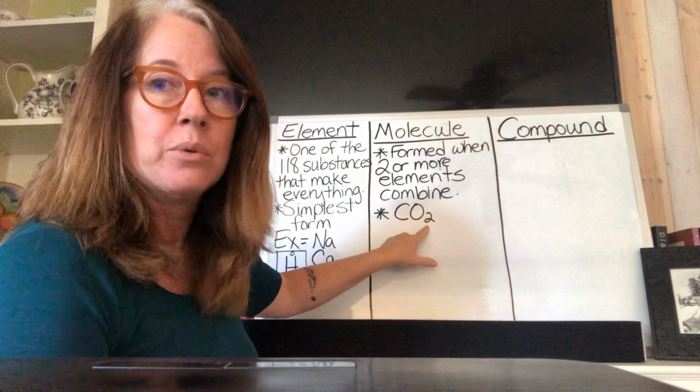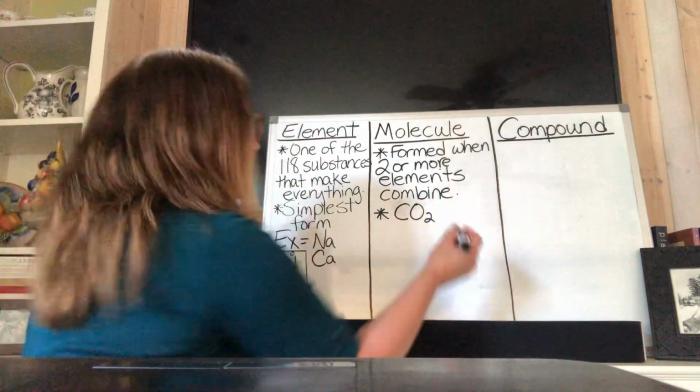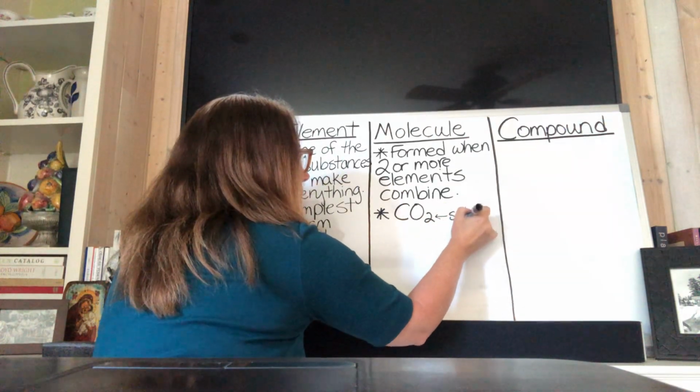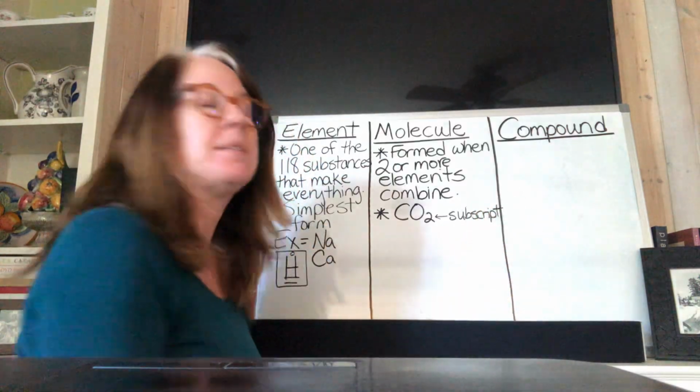Now that little 2 is kind of a special symbol. This is important. So this little symbol right here has a name, and I'm going to pause here to tell you about it. It's called a subscript.